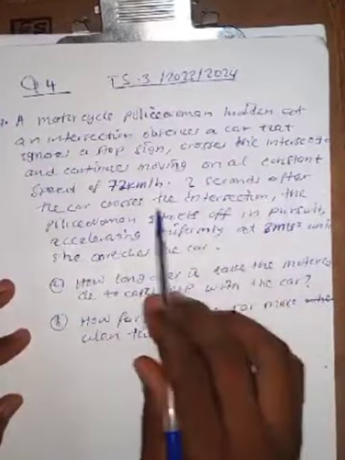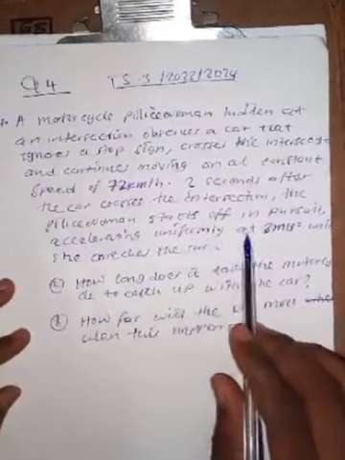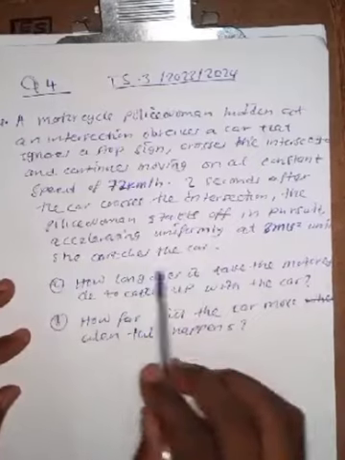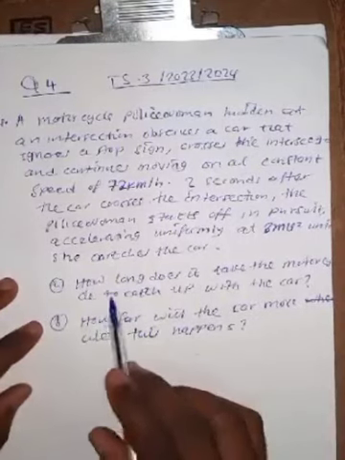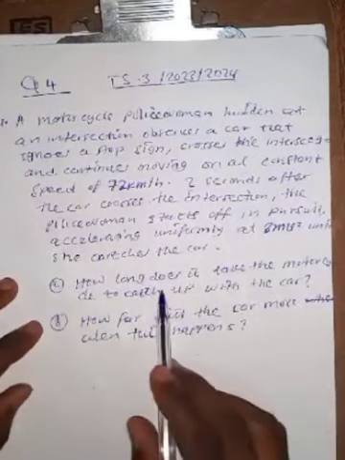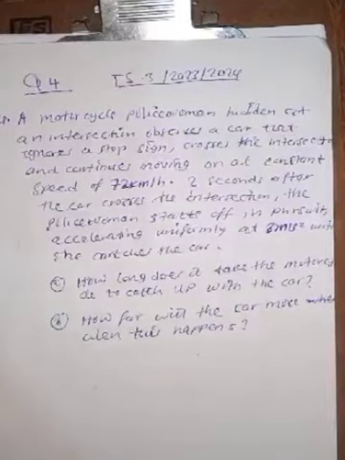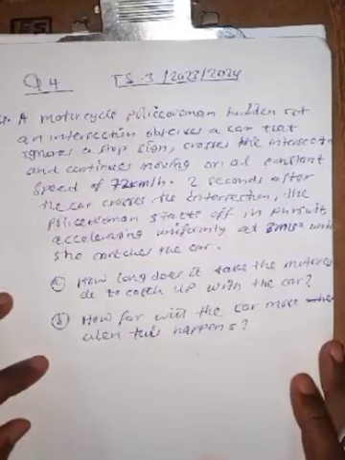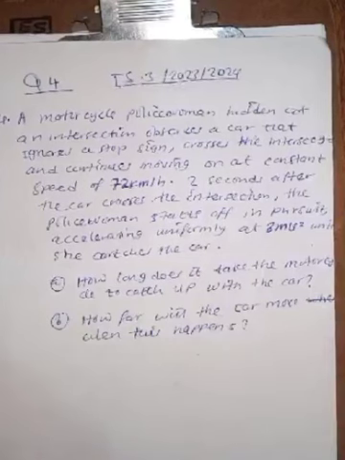So the question continues. 2 seconds after the car crosses the intersection, the policewoman starts off in pursuit, accelerating uniformly at 3 meters per second squared until she catches the car. Okay? The question reads, how long does it take the motorcycle to catch up with the car? So this is still time. How long, this means the time. Then the second question reads, how far will the car move when this happens?